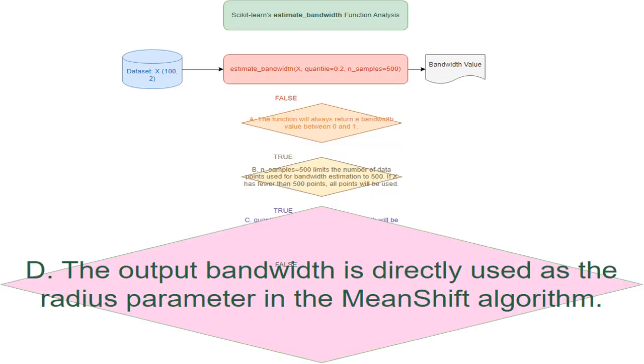This statement is false. While the bandwidth informs the mean shift algorithm, it isn't directly the radius. Instead, it influences the kernel, often Gaussian, used around each point, affecting cluster identification.